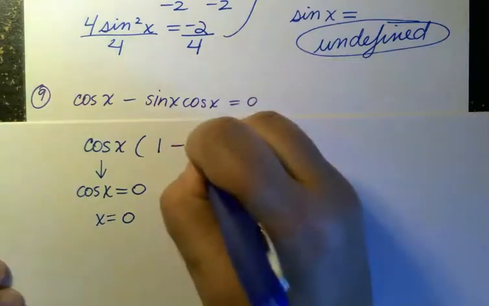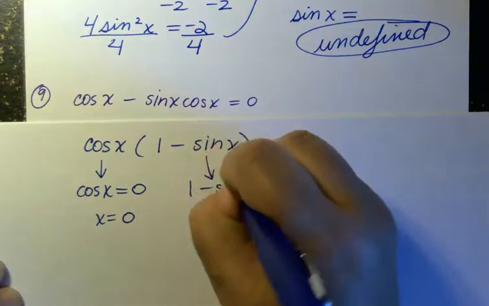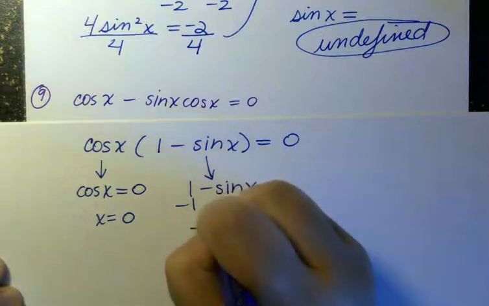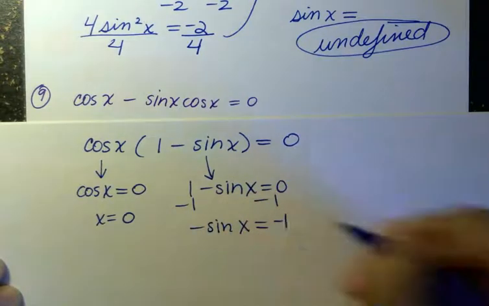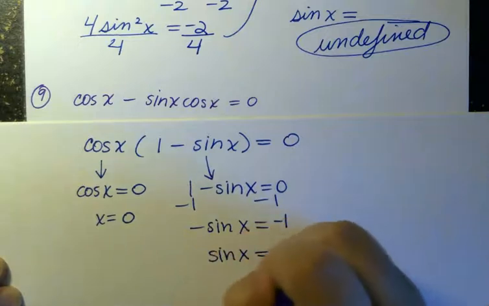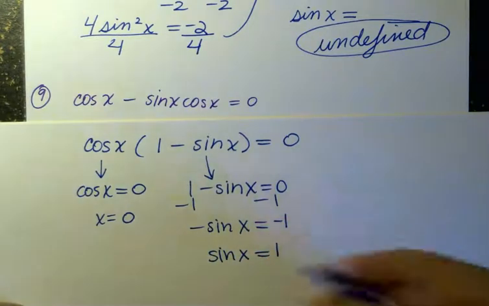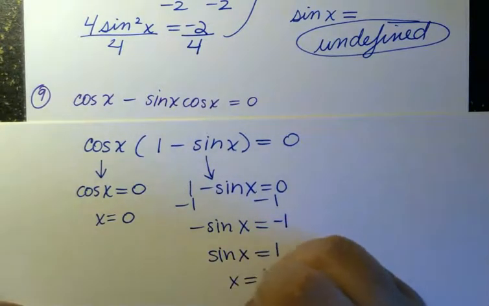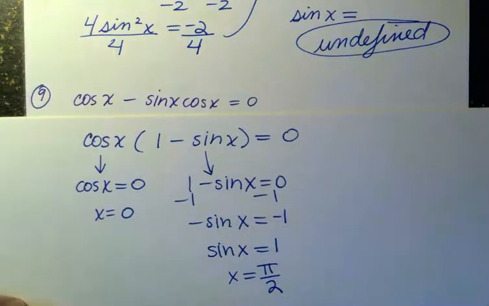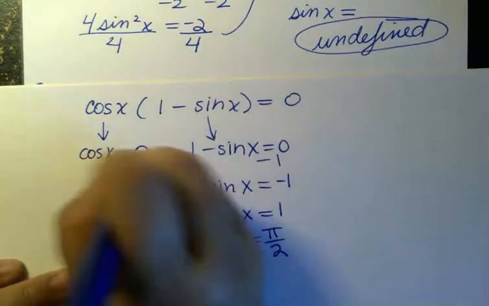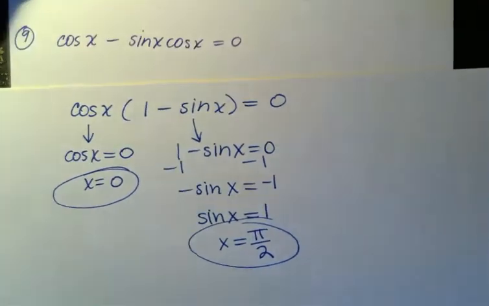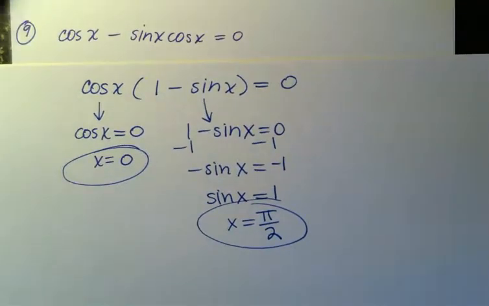And then here we've got 1 minus sine x equals 0. Subtract 1, negative 1 sine x equals negative 1. Divide both sides by negative 1, and you have sine x is 1. Where is the sine 1? Well, that happens when x equals pi over 2 at 90 degrees. So those are my two answers, and I am done. That was number 9 here.